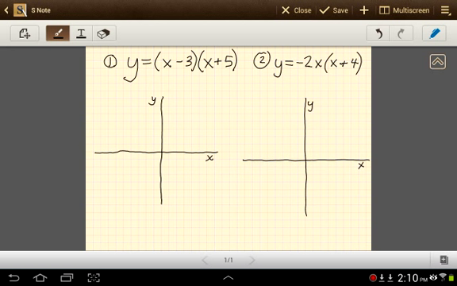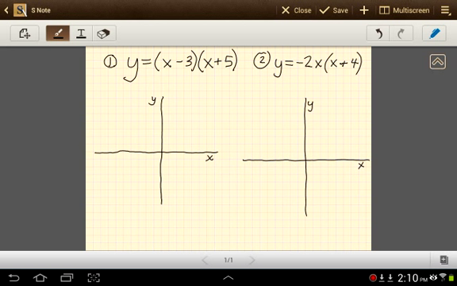Okay, so the steps are: first, find the x-intercepts. Then go halfway in between to find out how far across your vertex is. Then plug that number into your equation for both x's to calculate the y value, how far down, up or down it is. Okay, let's take a look at the next example.